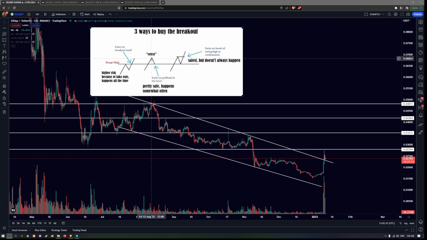Second idea is to enter on the retest. Right, so this same level here, once it's broken above, you're looking for a retest. Right, so you enter on a pullback to the level. Now again, for a pattern, we're looking for a break of this level. And here we had volume confirmation.